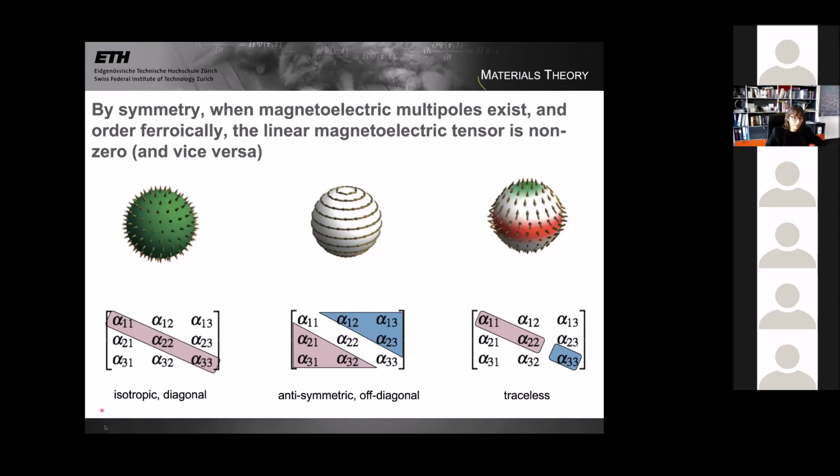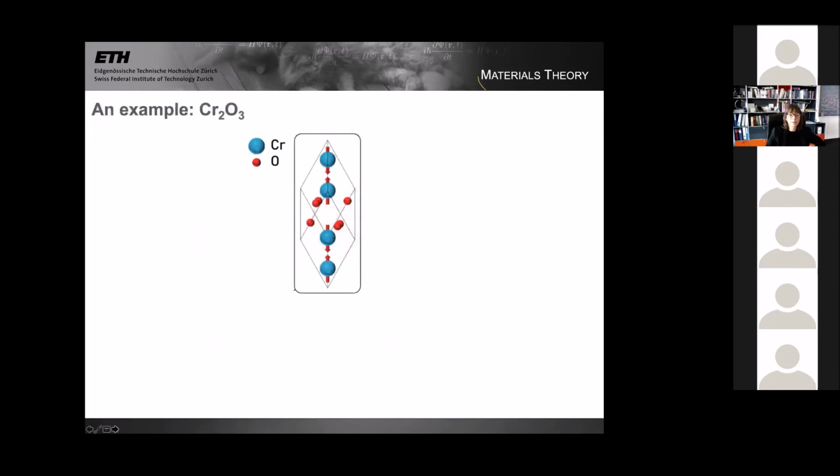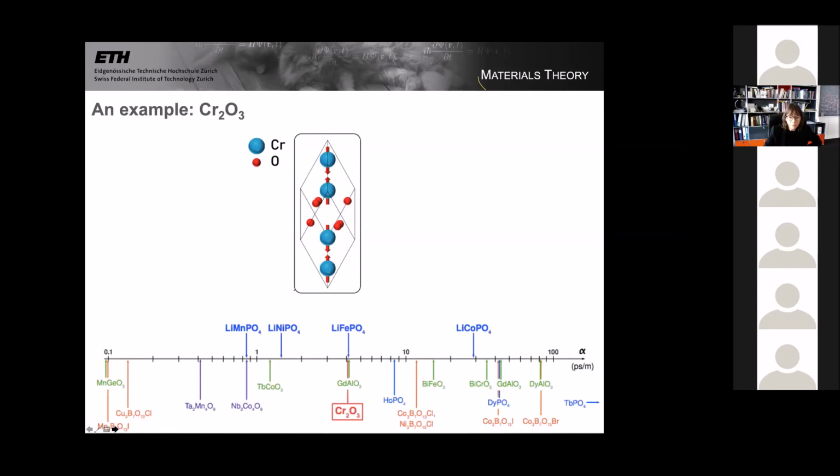Sorry, slides not forwarding. Okay, so let's look at an example, and I'm choosing chromium oxide, Cr2O3, as the example. This is the crystal structure of Cr2O3, and this is its magnetic structure. So the magnetic dipoles kind of point to each other in pairs. The oxygen atoms are shown in red here. And Cr2O3 is a well-known magnetoelectric.